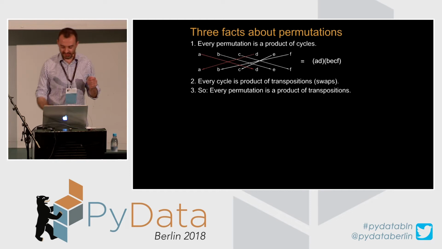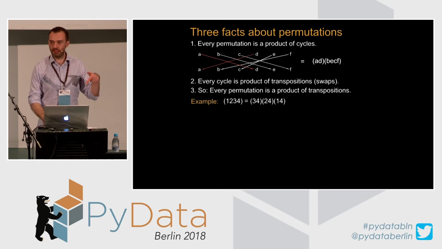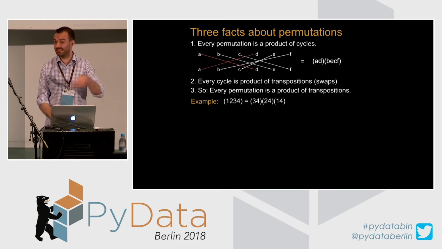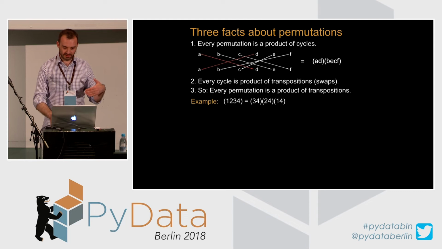So let me just illustrate that cycles can be broken up into transpositions, which is maybe the hardest thing that I've suggested here, by an example. And then I'll suggest how the example generalizes.